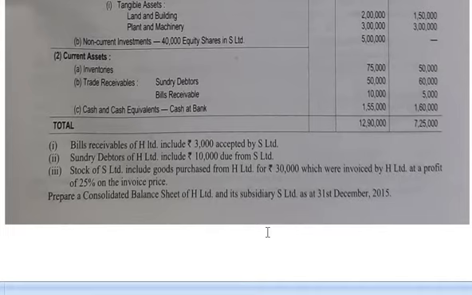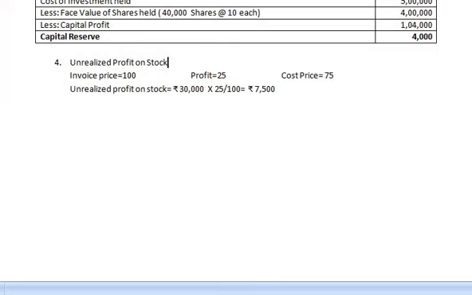So in this case, we have to find out the unrealized profit. Unrealized profit will be calculated in the following way. You can see that we have assumed that the invoice price is 100. So the profit at 25% on invoice price will come to 25. So the cost price will be 75. So the unrealized profit on stock will be 30,000 into 25 divided by 100, we get 7,500.